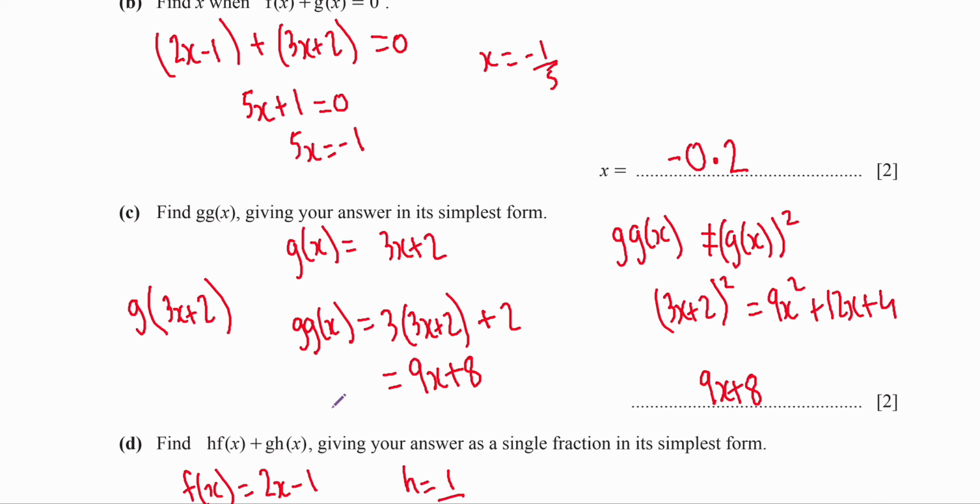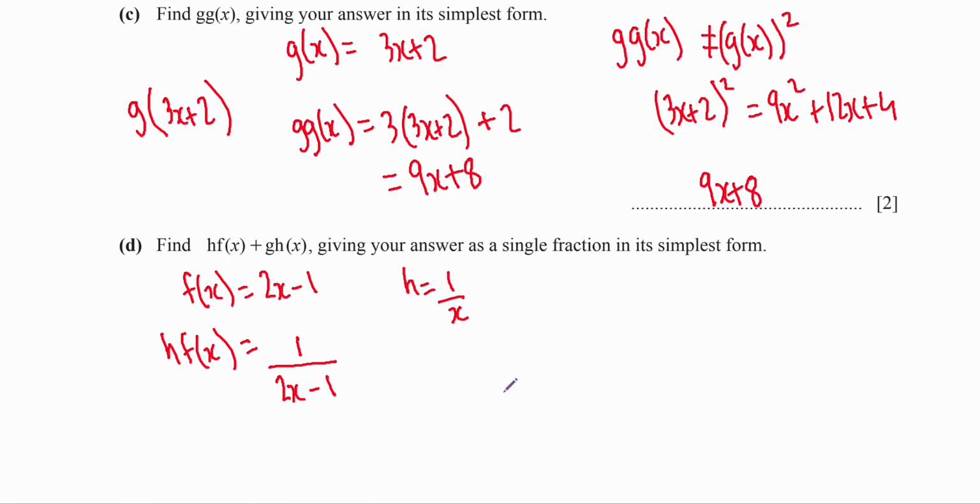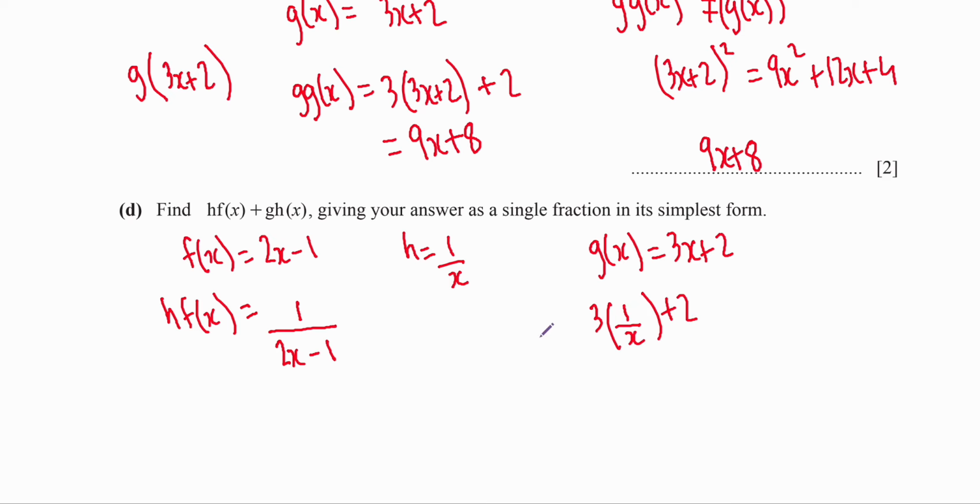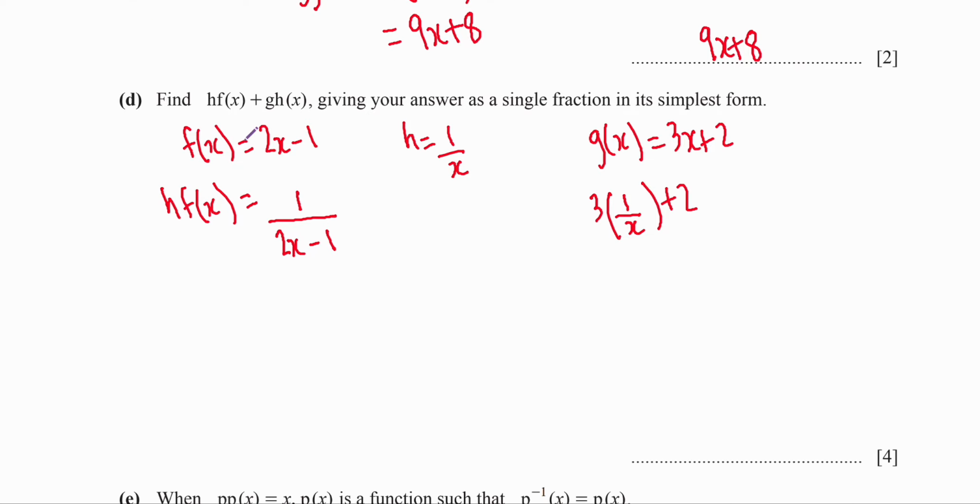So we have that on the side. And then we want to find g of h of x. So g of x is equal to 3x plus 2. And we want to find g of h of x. So h of x is 1 over x. So instead of the x over here, we put 1 over x. So we have 3 times 1 over x plus 2. Well, and now you want to add these up. So we have 1 over 2x minus 1 plus 3 over x plus 2. Because 3 times 1 over x is 3 over x.